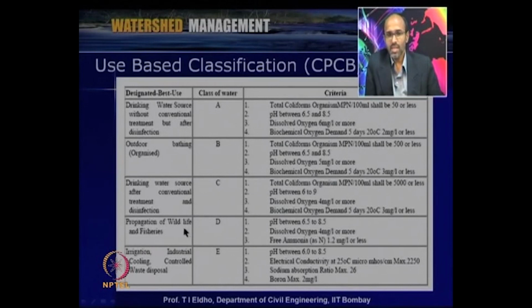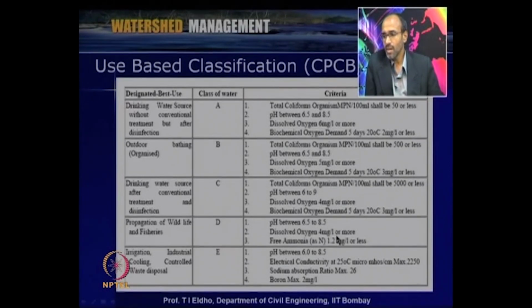And then class D is for propagation of wildlife and fisheries. There the pH can be between 6.25 to 8.5, dissolved oxygen should be 4 milligram per liter or more, and free ammonia 1.2 milligram per liter or less; various norms like that can be there. And then the last one is class E, water for irrigation, industrial cooling or controlled waste disposal. There again pH can be in the same range, electrical conductivity can be up to a maximum of 2250, and sodium absorption ratio a maximum of 26, like that.